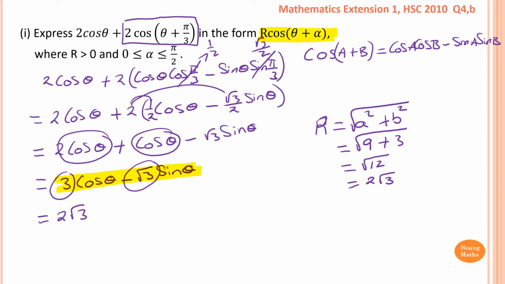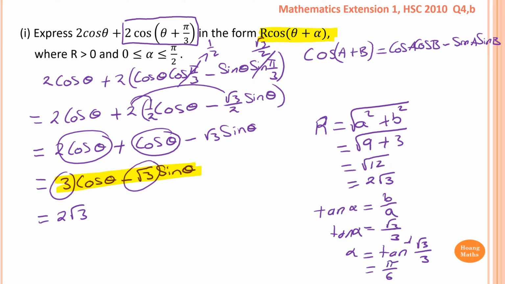Now to find alpha, tan of alpha is equal to b over a. Now don't forget alpha is an acute angle, okay? So b is root 3, a is 3. So tan of alpha is equal to that. So alpha equals inverse tan of root 3 over 3, which is equal to pi over 6. So this is equal to 2 root 3 cos of (theta plus pi over 6).